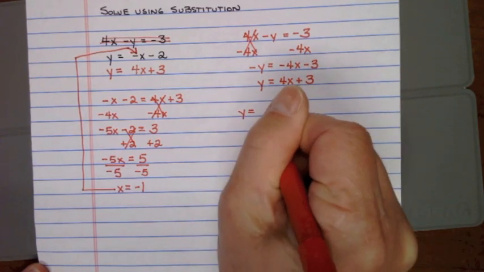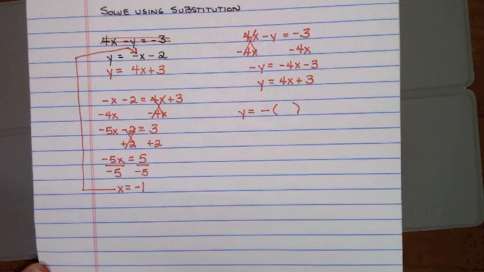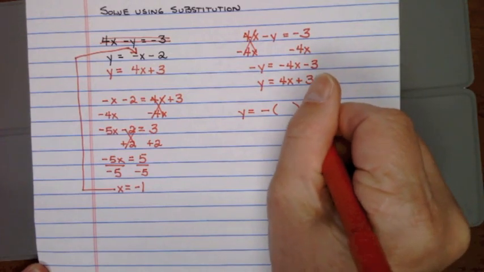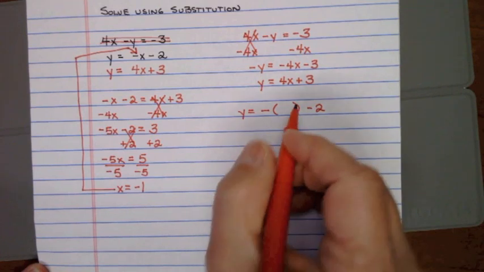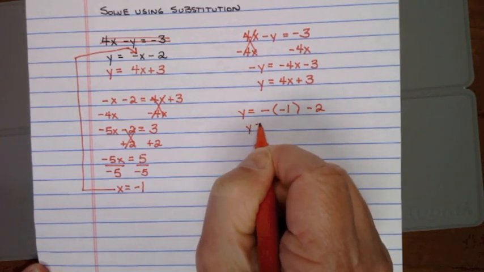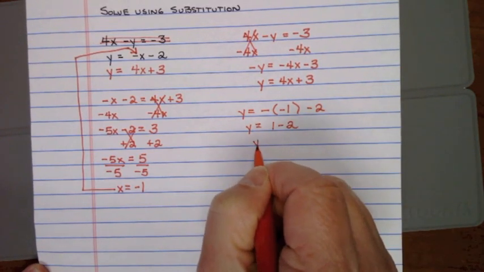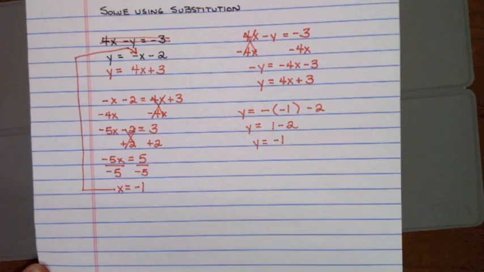Y is equal to, look, that's negative x. The parentheses is where the x is, minus 2. And what number goes in for x? Negative 1. That's a negative times a negative. That should be positive 1 minus 2. Positive 1 minus 2, y is equal to negative 1 also.